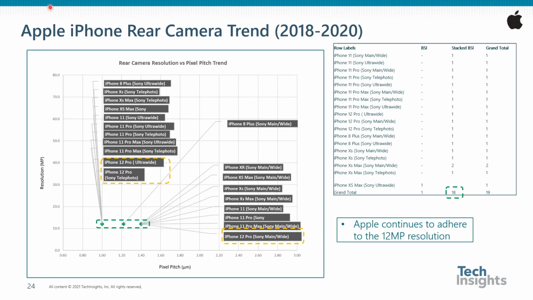Apple, of course, adheres to the 12 megapixel resolution sensors, and this is not a surprise. They have maintained that also for their flagship phones, the iPhone 12 series released recently. For Apple, they utilize, of course, the 1.4 micron pixel pitch sensors for their main wide cams, while they utilize the 1 micron pixel pitch for the ultra-wide and telephoto.